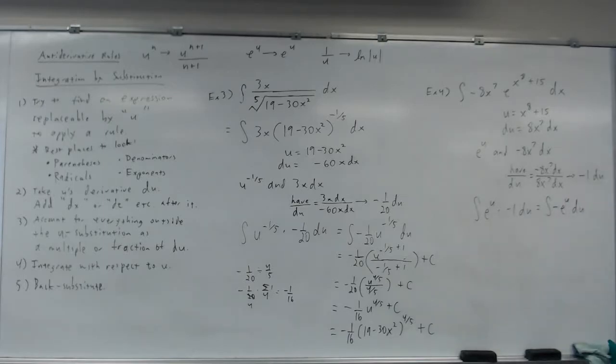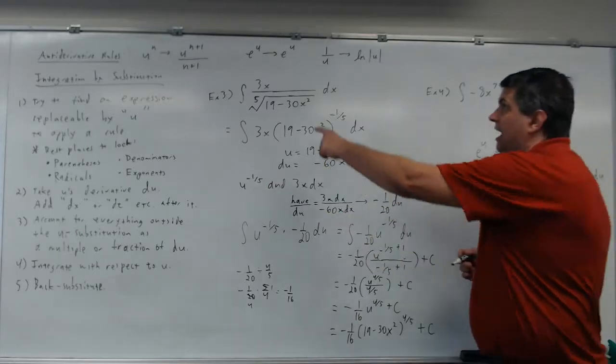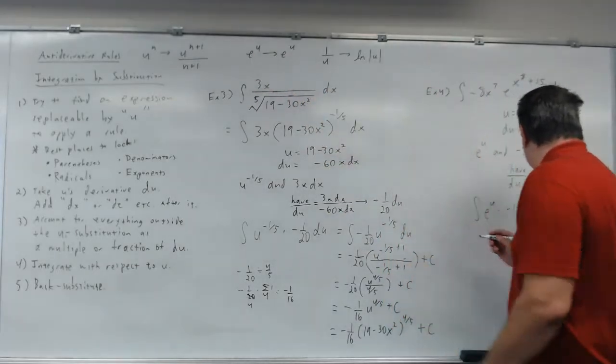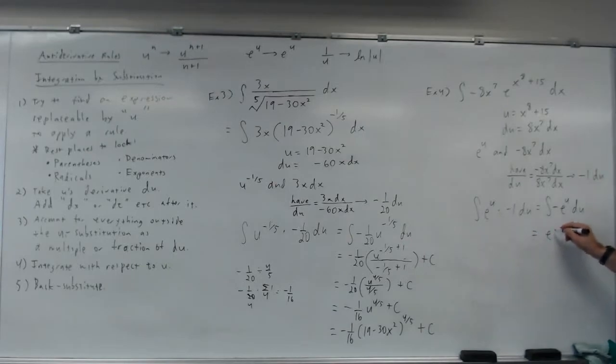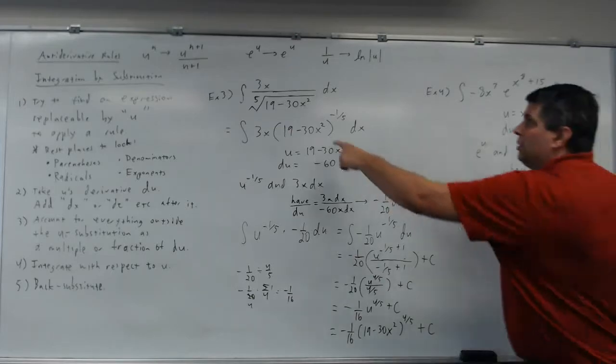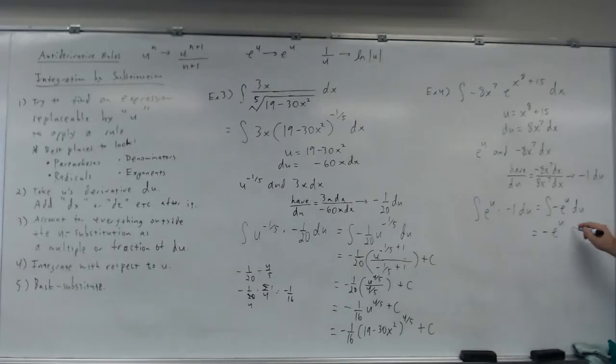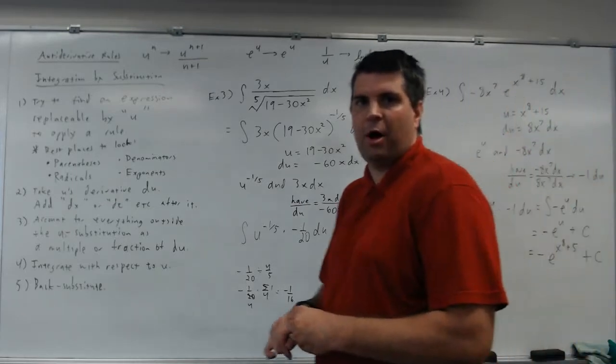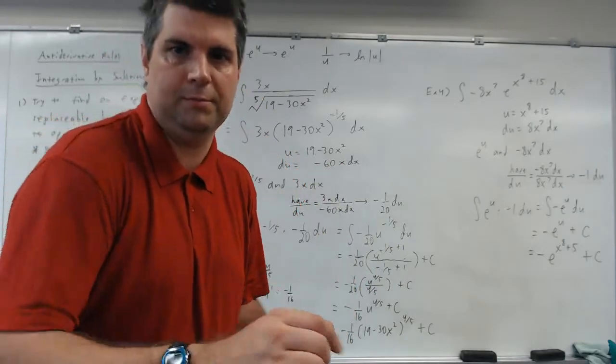Well, the antiderivative of e to the u is e to the u. So I will simply have negative e to the u, because the antiderivative of e to the u is itself, and then plus c. And that's going to give me negative e to the x to the 8th plus 15 power plus c. All right? And now I'm going to pause and set up another example.